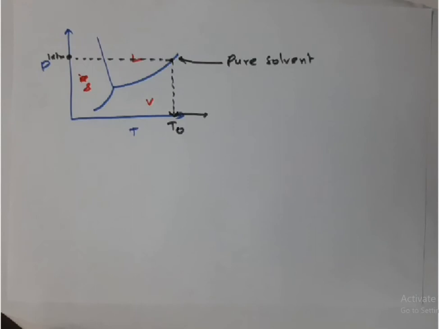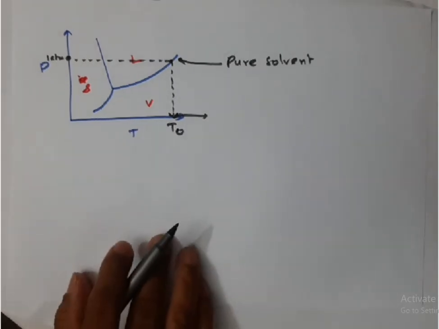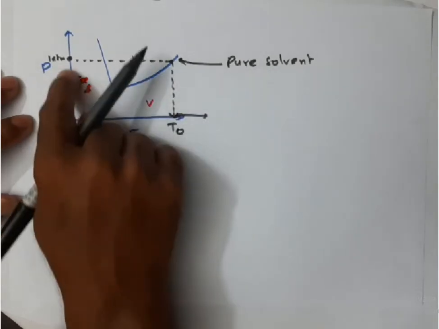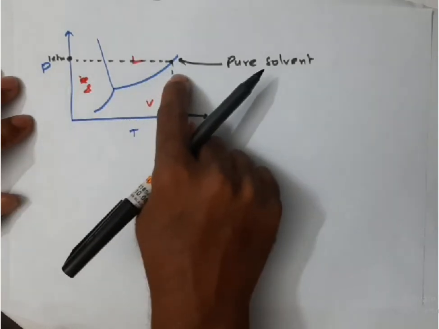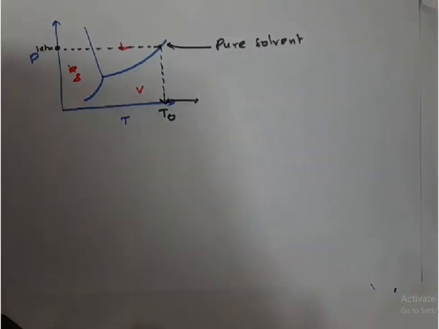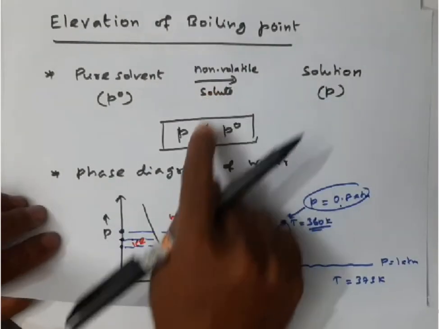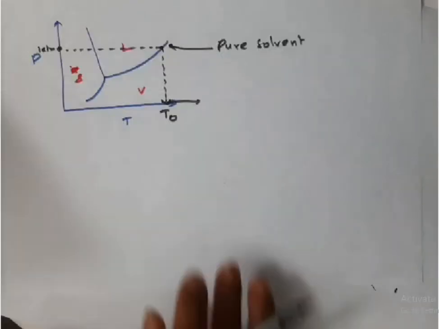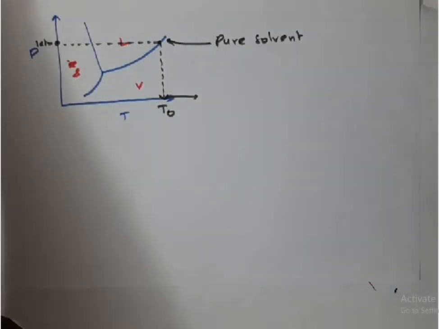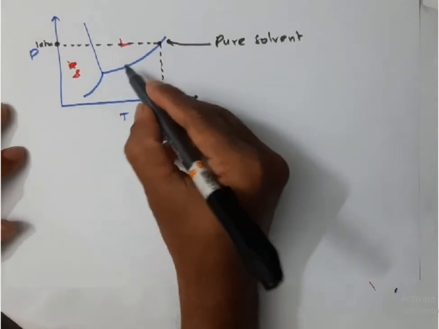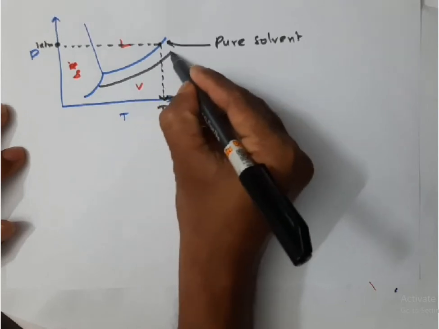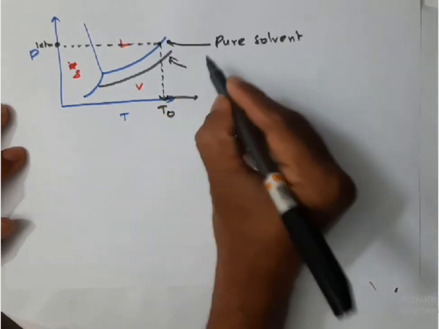Now, what happens if you add a non-volatile solute? If you add a non-volatile solute, then the vapor pressure of the solution will decrease. You know very well, right? Just now we discussed. Whenever you add a non-volatile solute, the vapor pressure of the solution will be less than the vapor pressure of your solvent. So at any point, the vapor pressure of the solution will be less than this. Let me draw a curve like this. So this is for vapor pressure of solution.